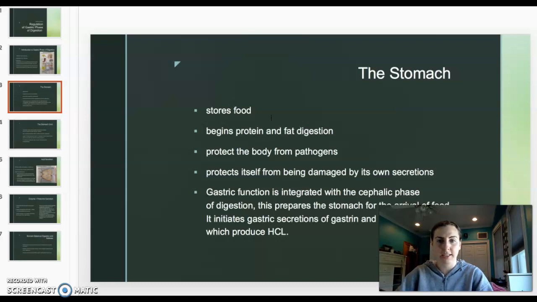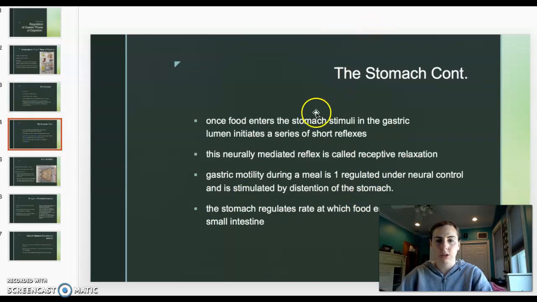The gastric function is integrated with the cephalic phase of digestion. This prepares the stomach for the arrival of food, and it initiates gastric secretions of gastrin and histamine, which produce hydrochloric acid, or HCl. A continuation, like I said before: once the food enters the stomach, the gastric lumen initiates a series of short reflexes. This is neurally mediated, and it's called receptive relaxation. Gastric motility during a meal is regulated under neural control and is stimulated by digestion in the stomach.